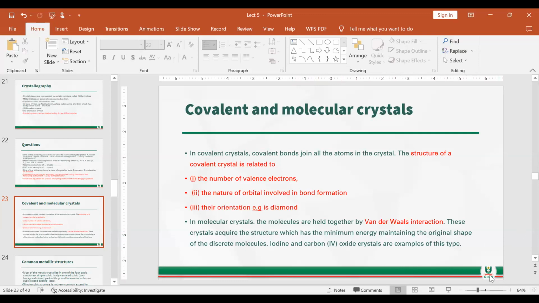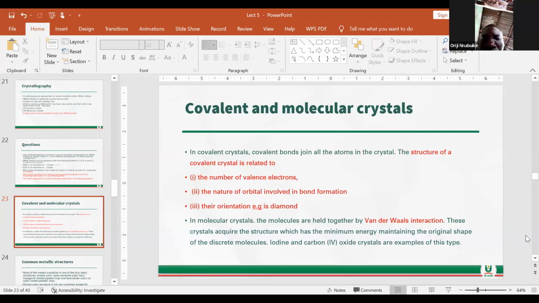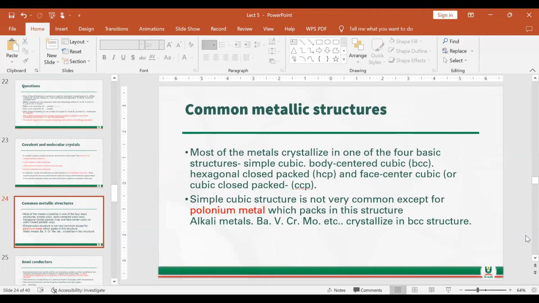So let's proceed and see. Common metallic structures: most of the metals crystallize in one of four basic structures: simple cubic, body centered cubic, hexagonal close packing, and face centered cubic. So these are the four types of metal crystal structure.